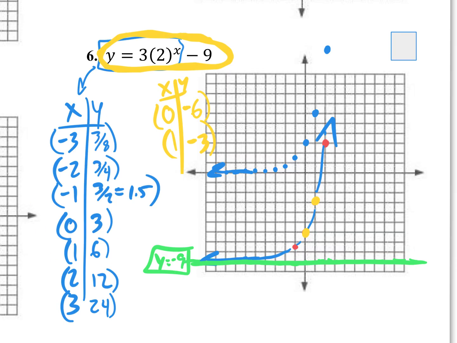Okay, so let's work on the rest of this for the rest of class. And we will have some type of quiz on this this week.